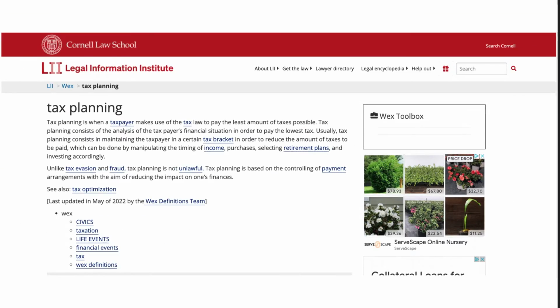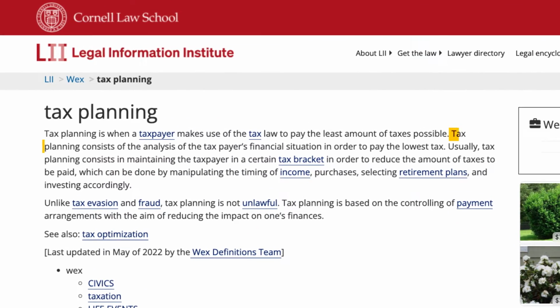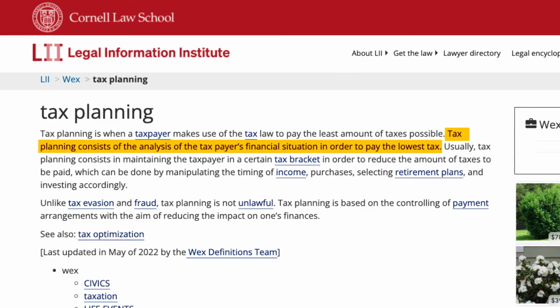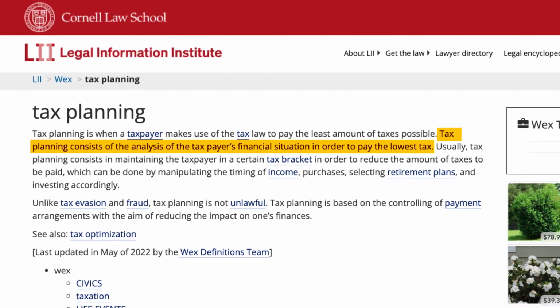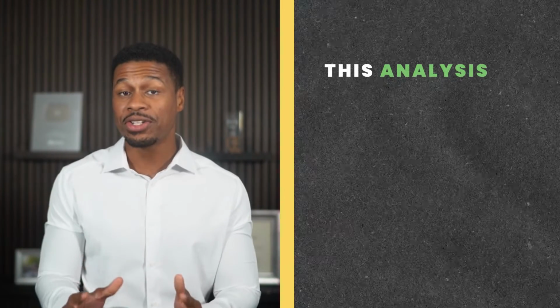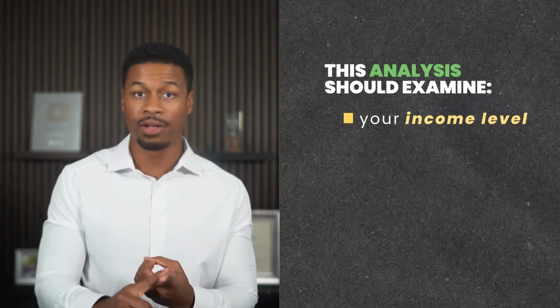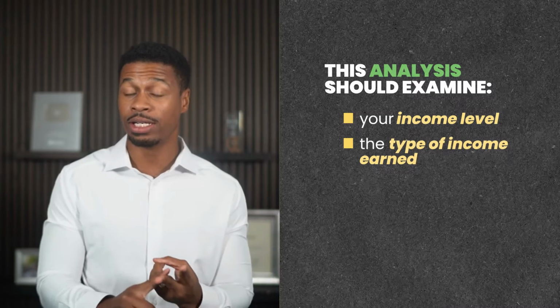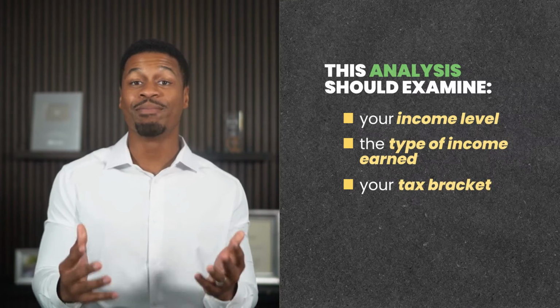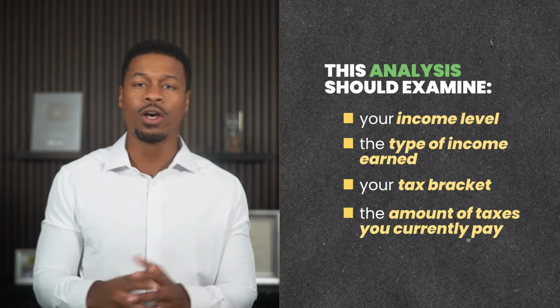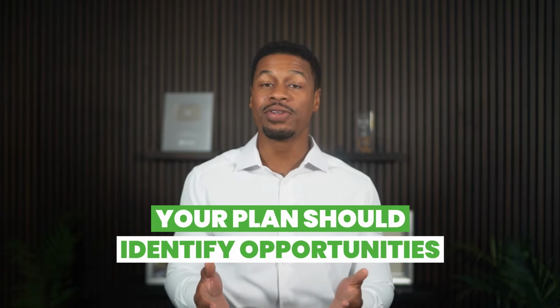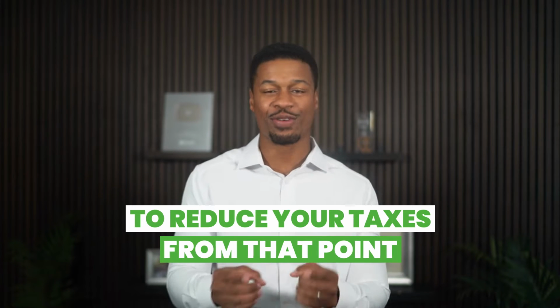So they go on to say that tax planning consists of the analysis of the taxpayer's financial situation, again, in order to pay the lowest amount of tax. Now, this analysis should examine your income level, the type of income you're earning, your tax bracket, and most importantly, the amount of taxes you currently pay or expect you will pay. Then your plan should identify opportunities to reduce your taxes from that point.